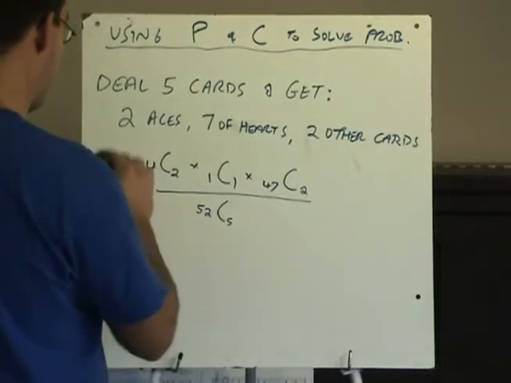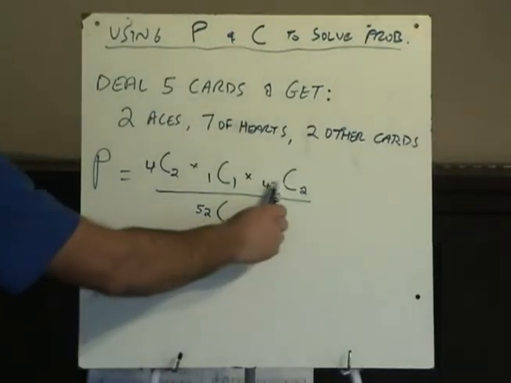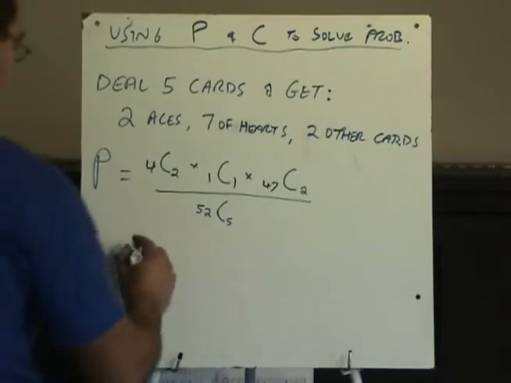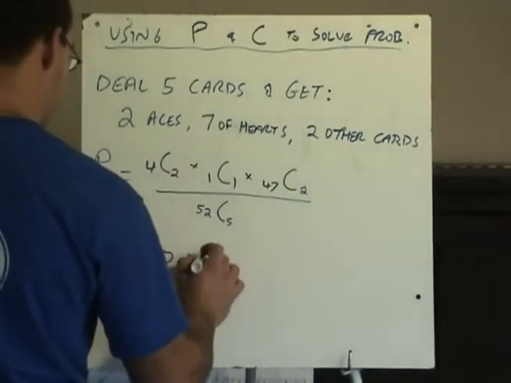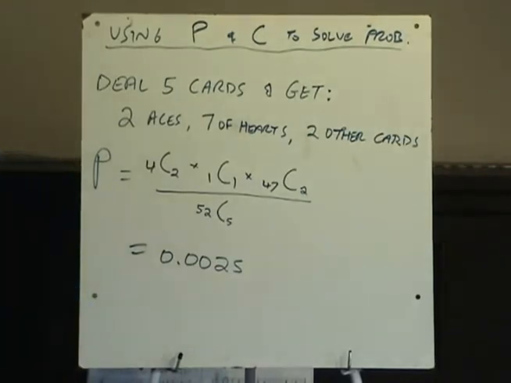So the probability would equal 4 choose 2 times 1 choose 1 times 47 choose 2, divided by 52 choose 5. And working that out on the calculator, we get 0.0025. So not very good odds of getting 2 aces, the 7 of hearts, and 2 other cards. But there's another example of how we could use combinations to help us find probability.